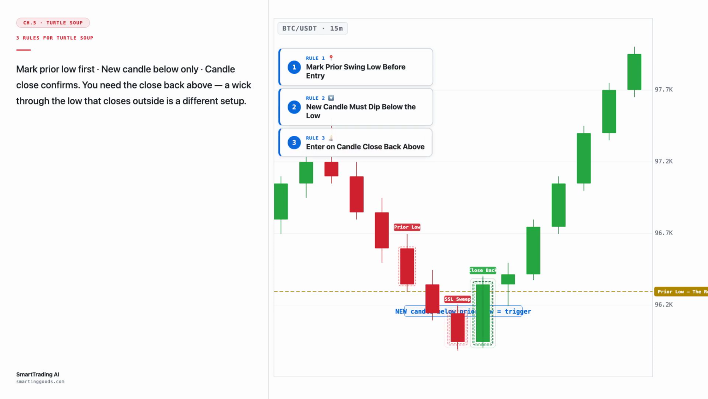3. Enter on the candle close, not the wick. The close confirms the trap has triggered. Entering mid-wick means you might be entering during the sweep itself.